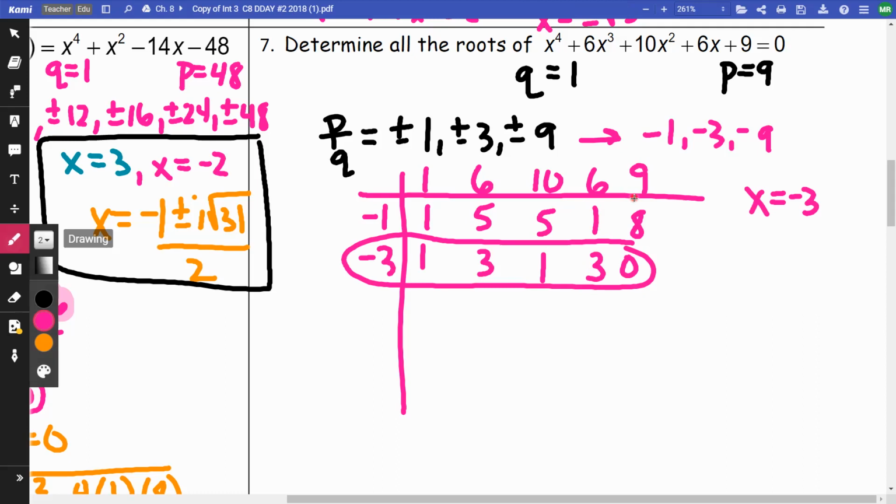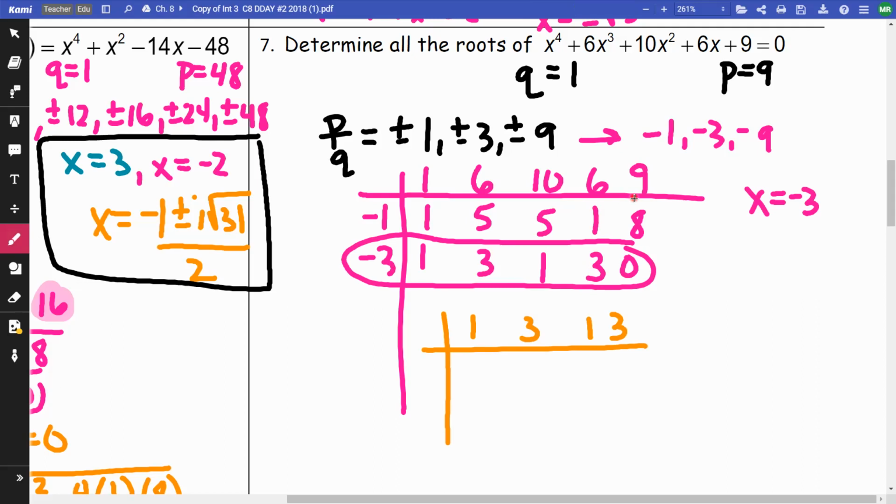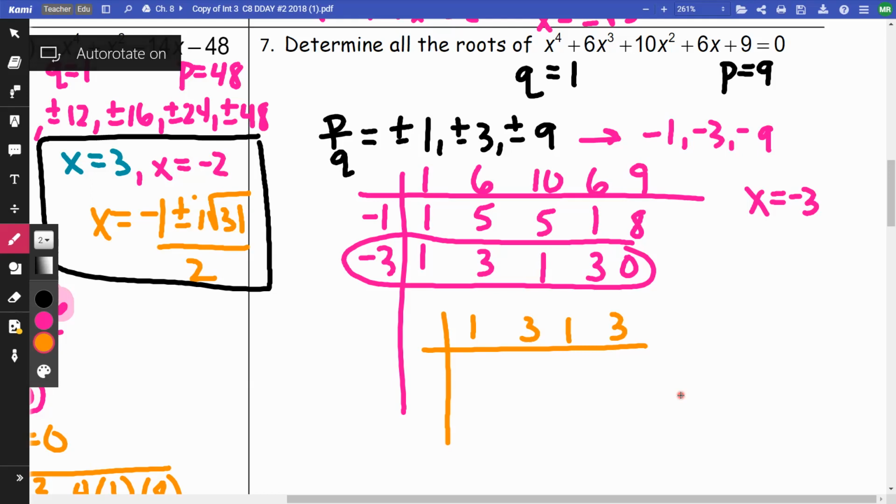So I'm going to take that, which is now going to be a degree 3. I'm going to do 1, 3, 1, 3. Let me just space this so it doesn't look like a 13. And then I'm going to try some more numbers. So let's see, I know -1 did not work. I know the positives are not going to work. I'm going to try -3, just leaning towards that. If that doesn't work, I'll try my -9.